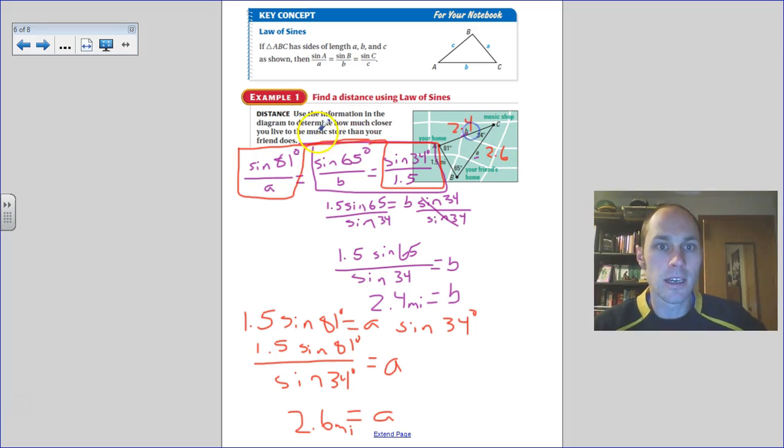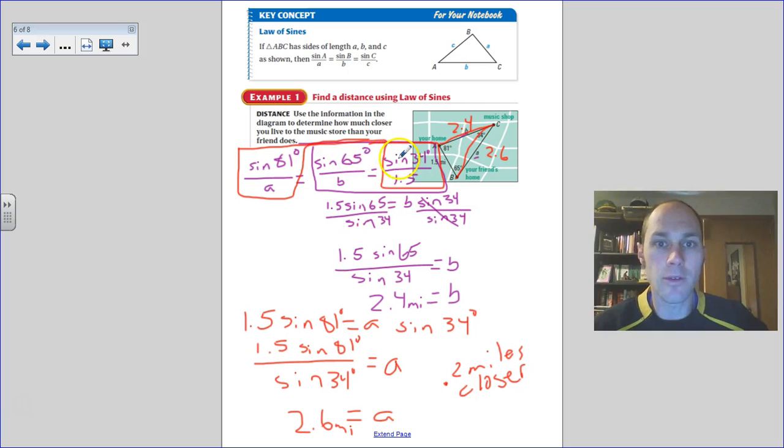Question asks, how much closer do you live to the music store? So I live 0.2 miles closer than my friend. So you see how we can apply that law of sines.